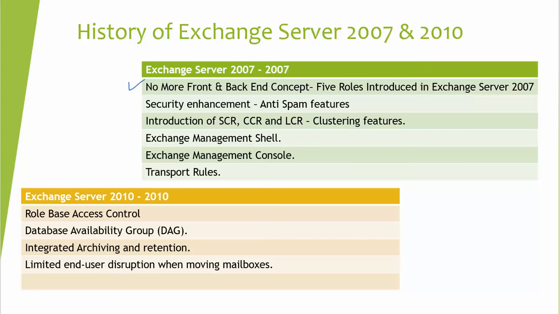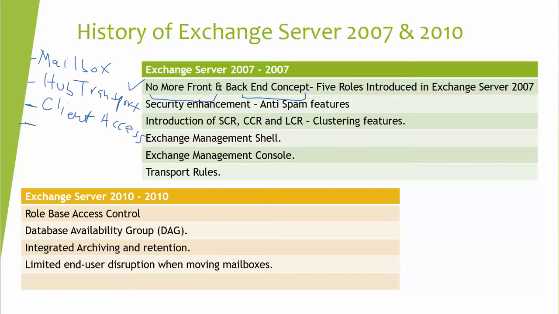and back end concept. So if you remember, in our previous lesson, we saw that there was a back end role and front end role in Exchange Server 2003, but with Exchange Server 2007 there were 5 roles introduced, and one of those roles was a mailbox role, and then it was hub transport role, and client access role, the other one was edge transport role, and the last one was unified messaging role.